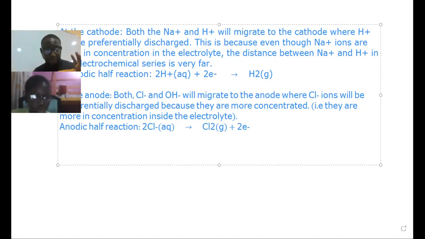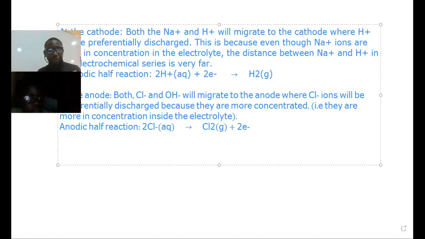Now, these are the things I need. Number one, you're going to draw the diagram. Number two, you're going to list the cations and the anions. Number three, you write the reaction at the cathode and the reaction at the anode. You tell me the products of the electrolysis and what remains in the electrolyte, and you tell me what happens to the electrolyte. What kind of solution will be in the electrolyte? Will it be more acidic? Will it be more basic? Do you understand this point?